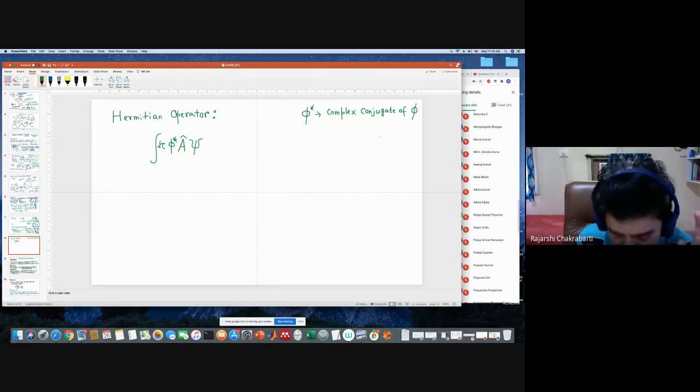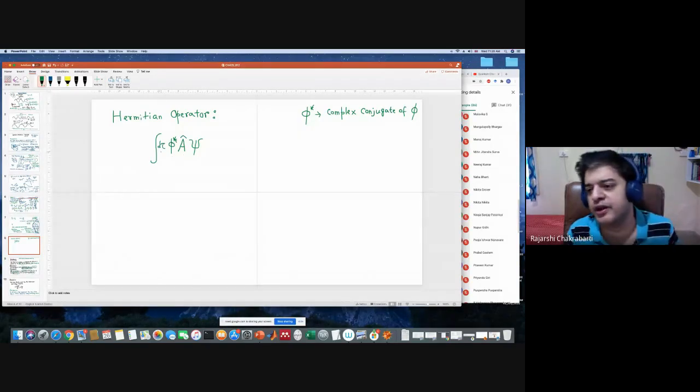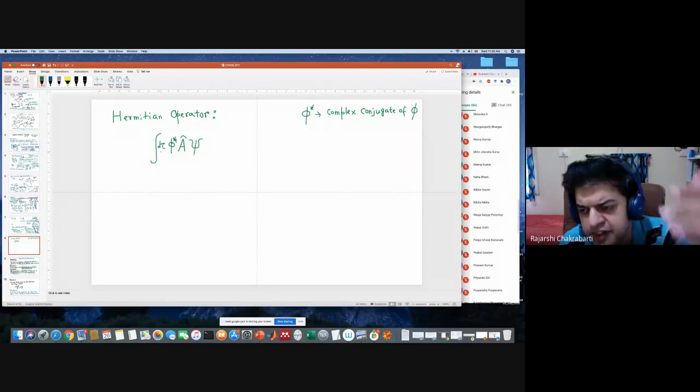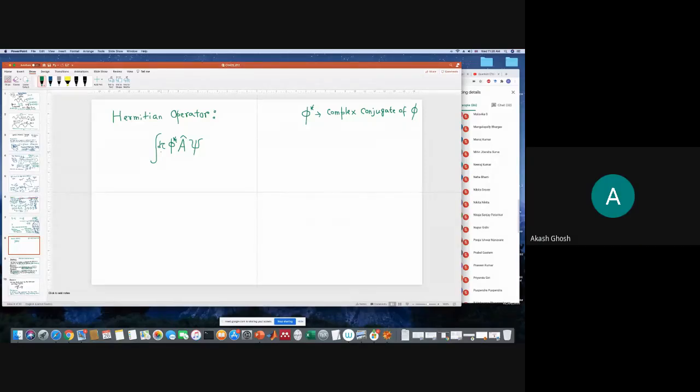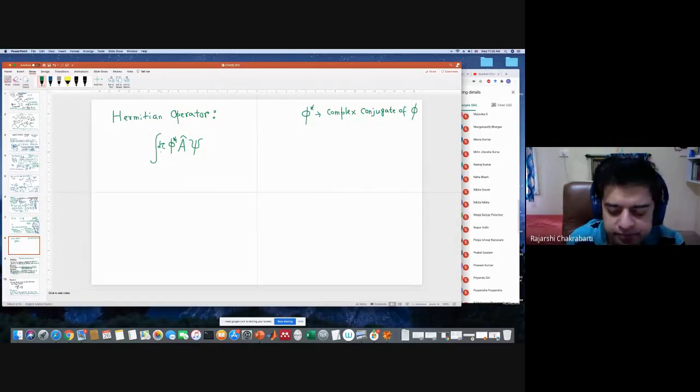Now the idea is very simple. If you operate A on psi, multiply with phi star, and integrate, what are you going to get? You don't need to know quantum mechanics. Integration will have some limits, no? So after you do all this, you're going to get some number. Are you convinced that you're going to get some number? Fine.